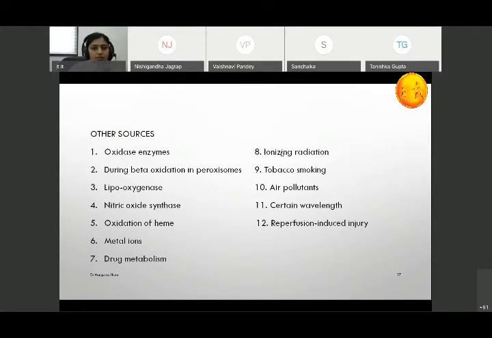Okay, this was about lipid peroxidation. Now the other sources of generation of reactive oxygen species. I've listed 12 sources. We'll see them one by one.